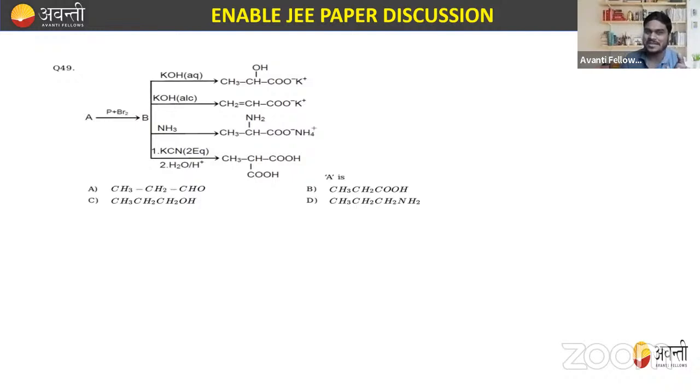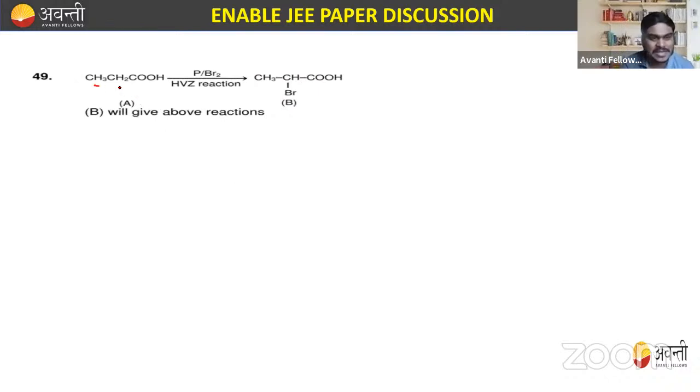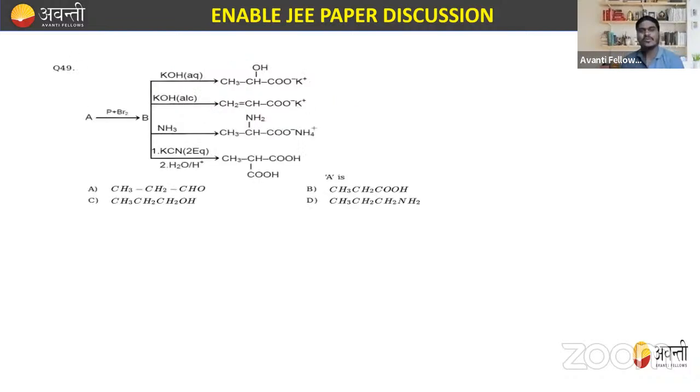Whenever the carboxylic acid is treated with P plus Br2, it forms what? Which reacts with alcoholic KOH, NH3, KCN. So here we know CH3CH2COOH, and this is a very famous reaction, that is the HVZ reaction. Right. So this is the HVZ reaction, and this will produce the bromo compound, and this will give the further reaction. So here A is CH3CH2COOH, that is propanoic acid. Okay, right.